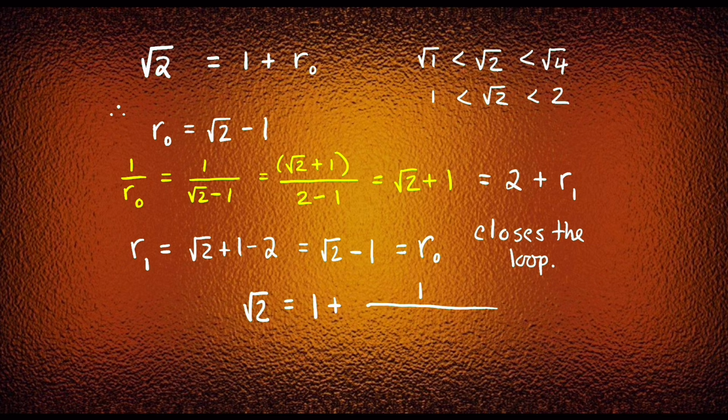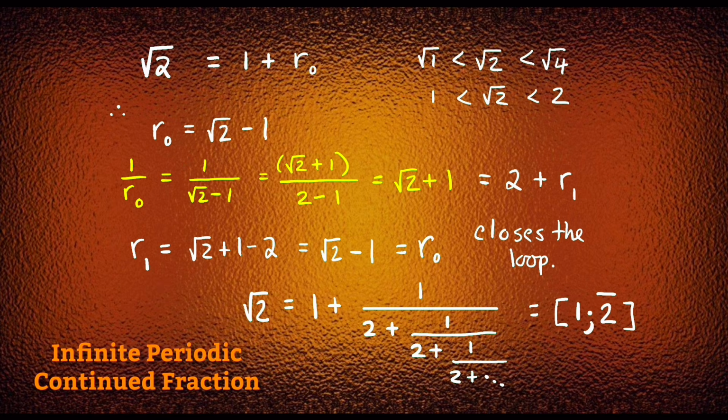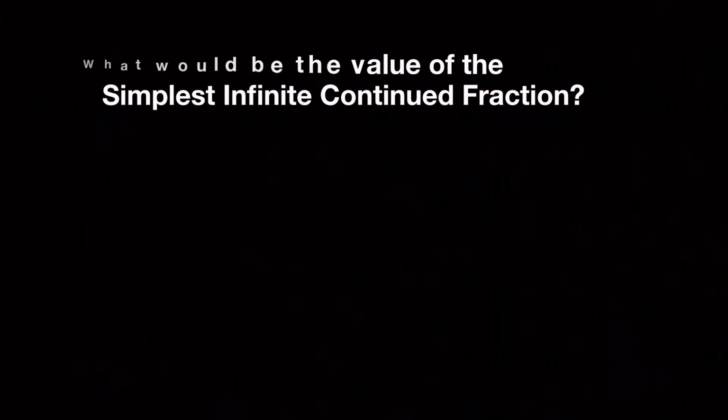This creates a closed loop, and therefore we get to construct an infinite periodic continued fraction, one with a simple notation here using a bar notation to represent the continuity of the 2 in the denominator. A pattern in the irrational numbers reveals itself through this beautiful structure.